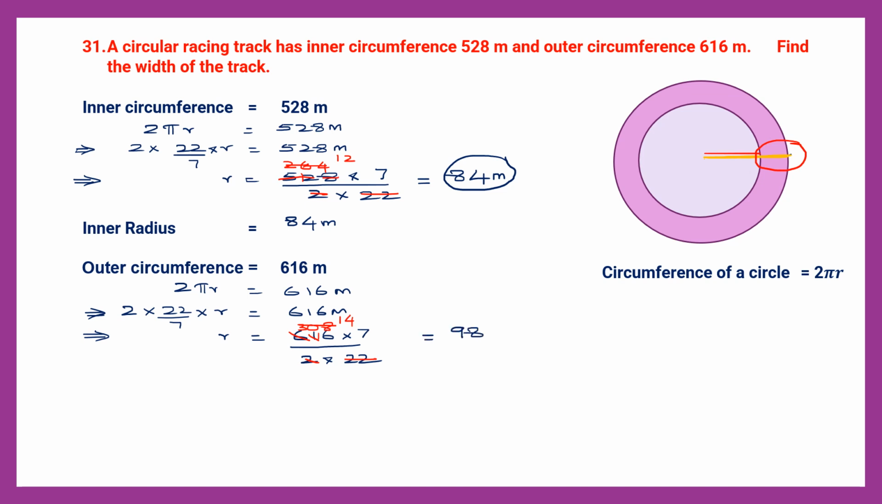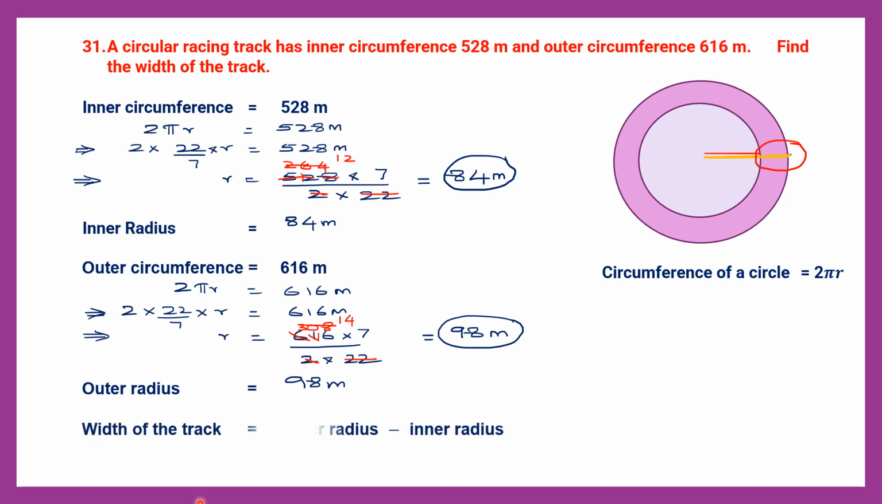So here we have 98 meters as the outer radius. So now we have the outer radius and the inner radius. We can find the width of the track by subtracting the two. Outer radius minus inner radius. So that is 98 meters minus 84 meters, and that is equal to 14 meters. So we have found the width of the track and the answer is 14 meters.